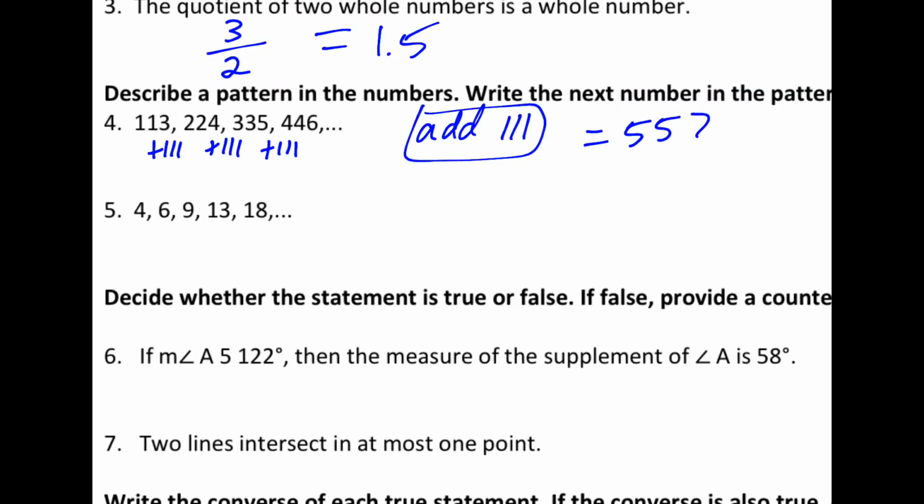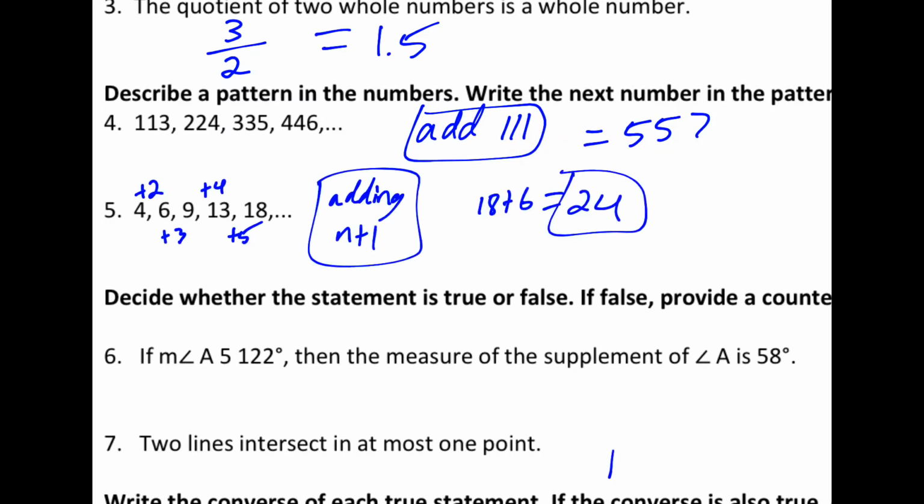Number 4 asks us to describe a pattern in the numbers and then write the next number. So our pattern here is that we're adding 111. Our next number will be 557. For number 5, we could describe this relationship as adding n plus 1, plus 2, plus 3, plus 4, plus 5. Perhaps you wrote sequential addition. We're going to add 6 to 18 to get the next number, which is 24.